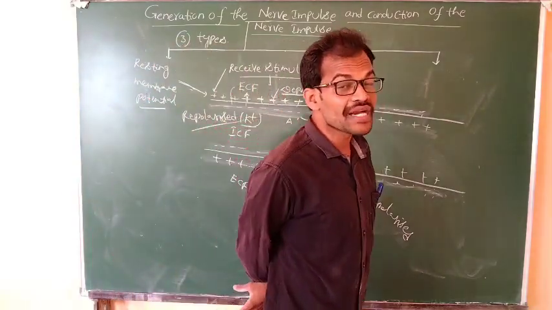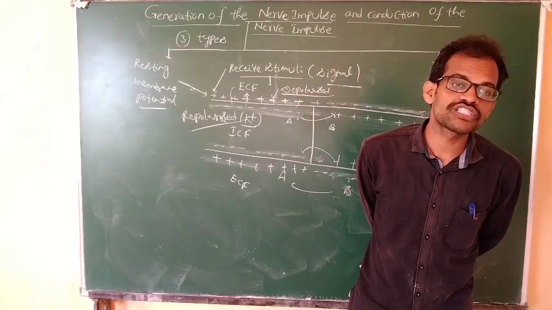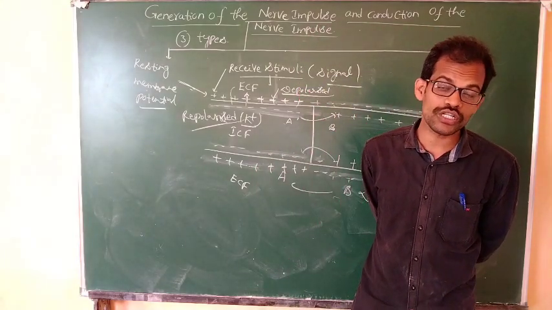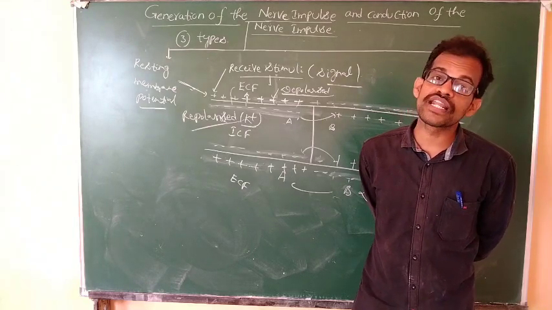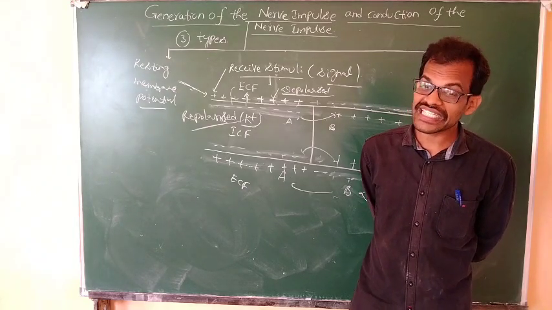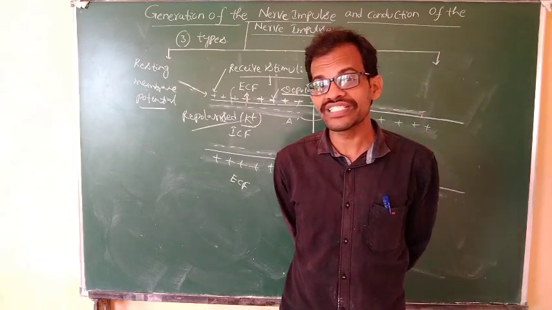During the repolarization condition, the outside positive charge is maintained by the potassium ions. During depolarization, outside negative, inside positive. During the resting membrane potential, outside positive, inside negative.